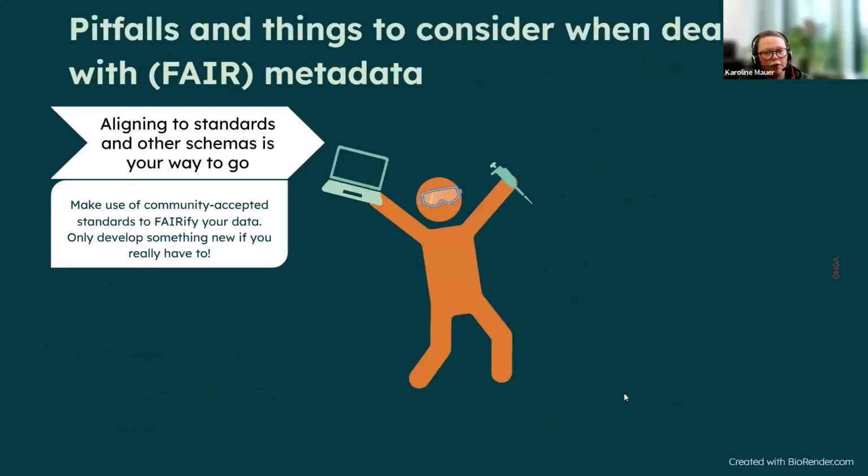I want to end with some pitfalls and things to consider when you're dealing with FAIR metadata. You should definitely align to standards and other schemas, because there are already a lot of community accepted standards that help you to verify your data. Maybe you all know the XKCD comic about having 13 standards and developing a new one, and now you have 14 competing standards. So you should definitely only develop something new if you really have to.